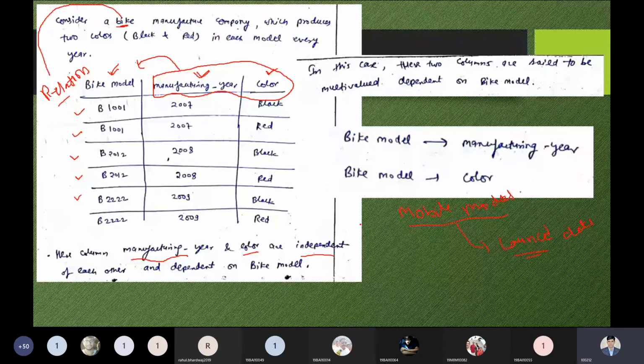So we have the three different attributes, and now it is clear. Here it is also possible: manufacturing year and color are two different attributes, and the combination of the two depends on the bike model. Like B2012 is a bike model which was introduced in 2008, so the manufacturing year is 2008, and it has the color red as well as black. So with the combination of these two pieces of information, manufacturing year and color, you can determine that this is a bike model.